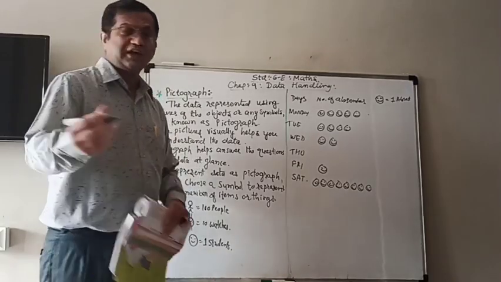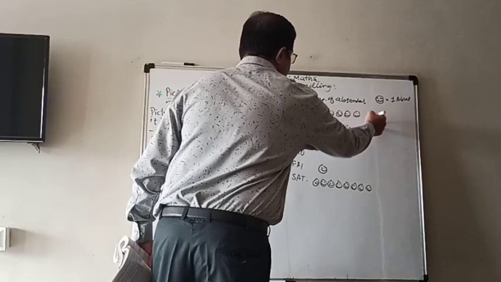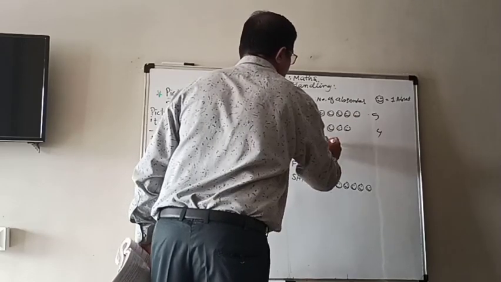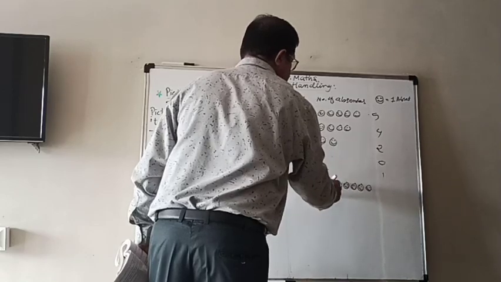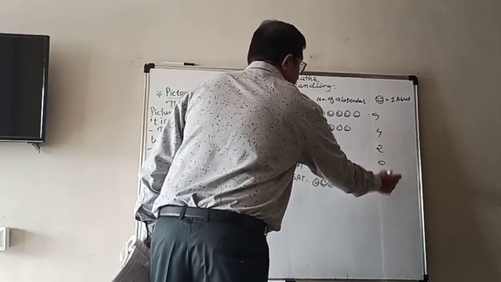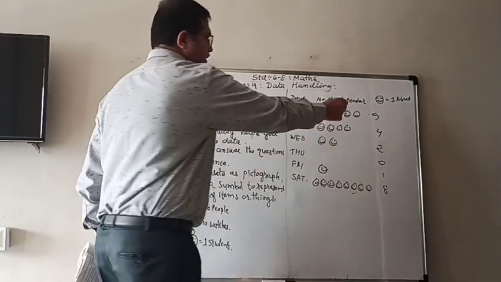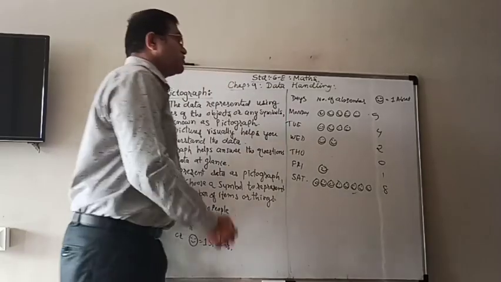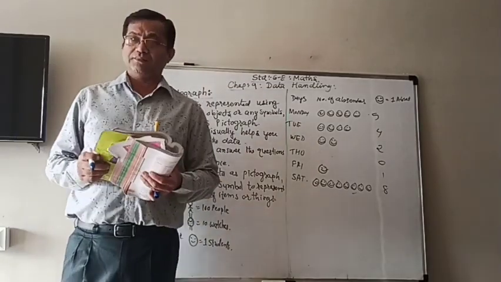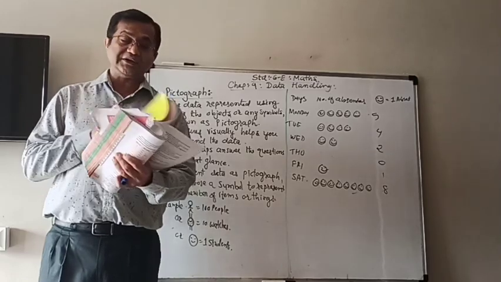The next question is, what was the total number of absentees in that week? For that, what we can do is write down every day's absentees: 1, 2, 3, 4, 5. 1, 2, 3, 4. 1, 2, 0, 1. 1, 2, 3, 4, 5, 6, 7, 8. Here it is 1, 1. So it is easy. Now we have to make the total. 5 plus 4, 9, 10, 11, 12, plus 8, 20. So in the whole week, the number of absent students was 20.